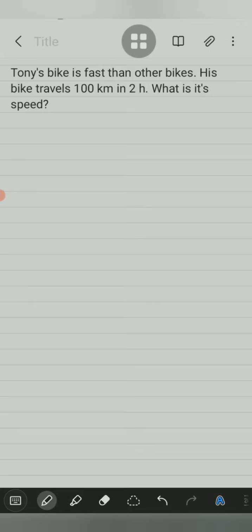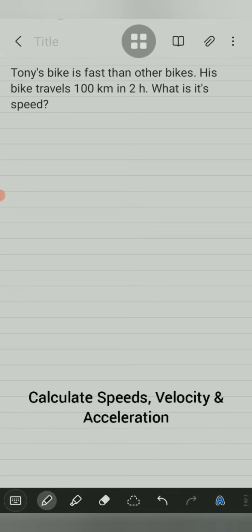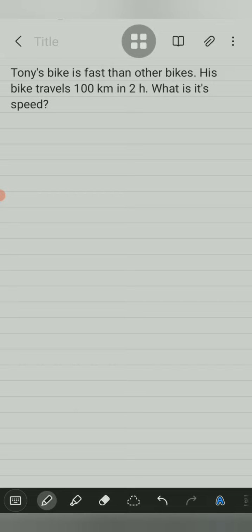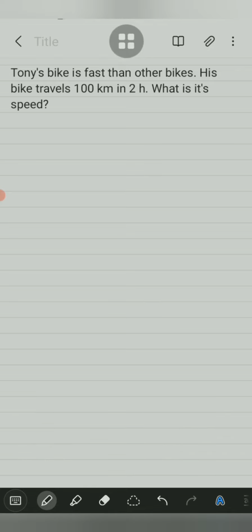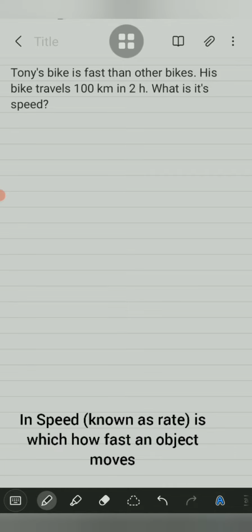Today, I'm gonna teach you how to calculate speed, velocity, and acceleration. But first, let's calculate speed. Before we calculate speed, what is the meaning of speed? Speed is a scalar quantity that represents the distance traveled by an object in a given amount of time. Speed, also known as rate, is how fast an object moves.